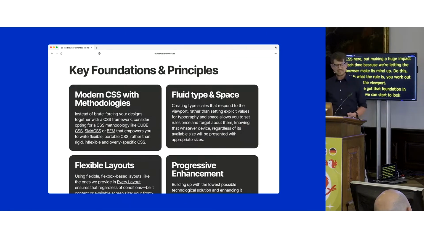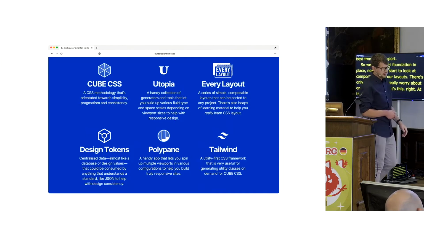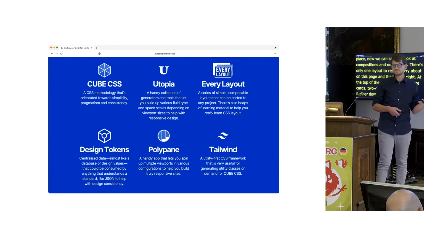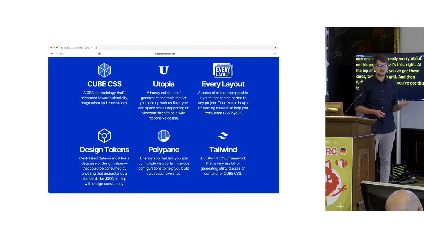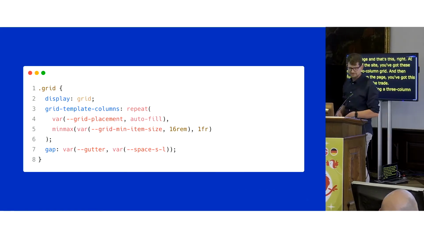Now, there's only one layout to really worry about on this page, and that's this grid, right? So at the top of the site, you've got these cards, which is a two-column grid. And then further down the page, you've got this tools of the trade, and they're using a 3-column grid. So how can we do that? And you're probably thinking media queries. Well, actually, probably not, because Michelle's already shown us a cool way to do it earlier. But let's pretend she didn't.